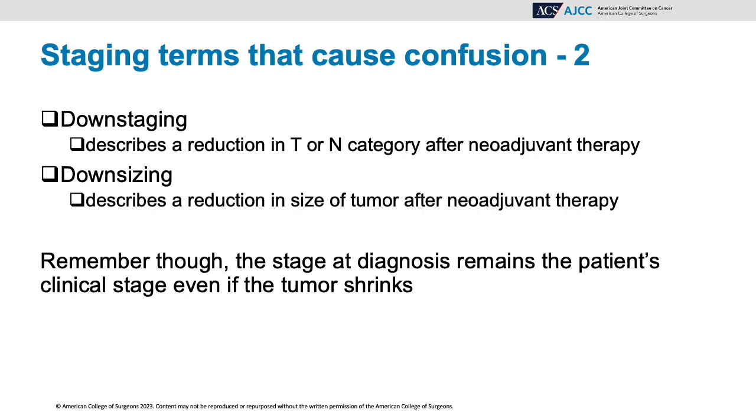Downstaging means describing a reduction in T or N category after neoadjuvant therapy, and downsizing describes a reduction in the size of a tumor after neoadjuvant therapy. But remember, stage diagnosis remains the patient's clinical stage, even if the tumor shrinks. The original assigned clinical T and M stage is the same.